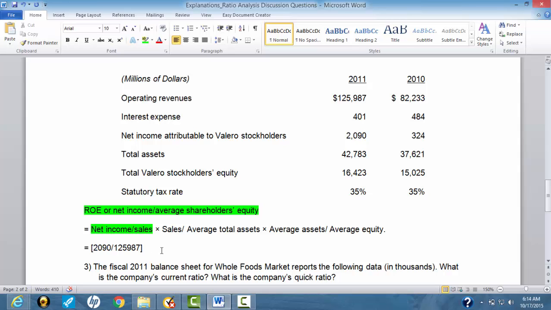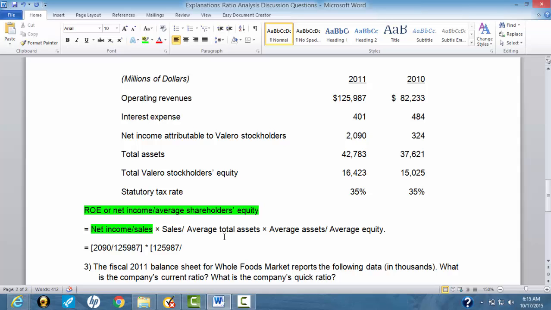Now next is asset turnover ratio. Now the asset turnover ratio measures how productive the assets of a company are, or how efficiently the assets are being used to generate sales. The more efficient a company is, or the greater the productivity, the greater the ROE. It's more desirable. So we have sales 125,987 divided by the average total assets.